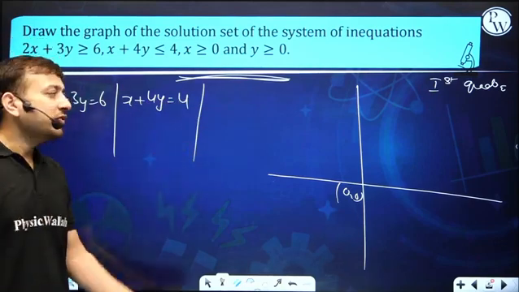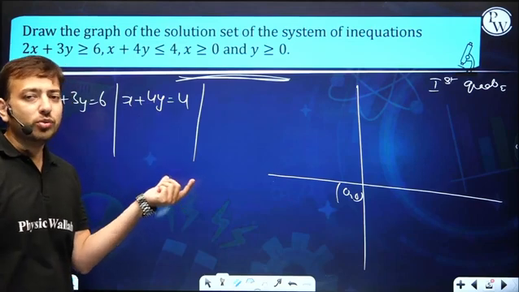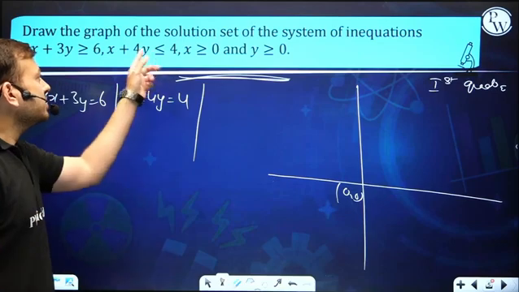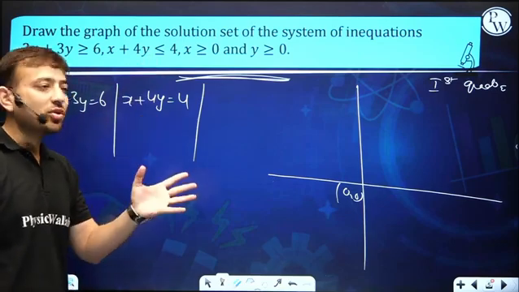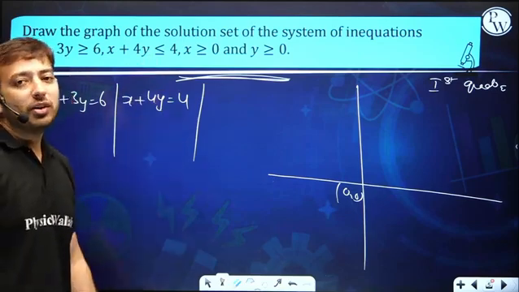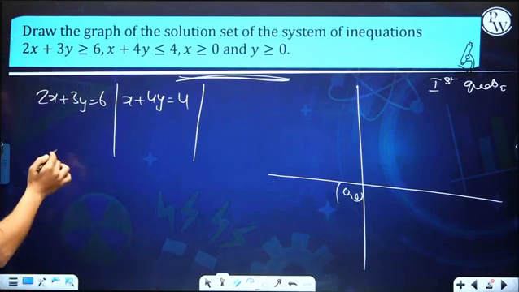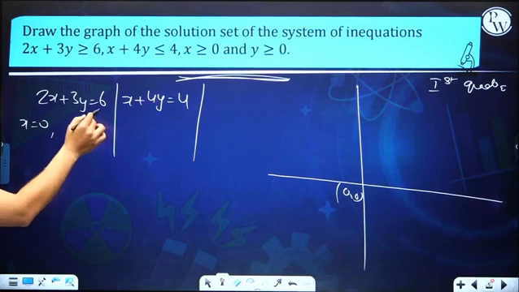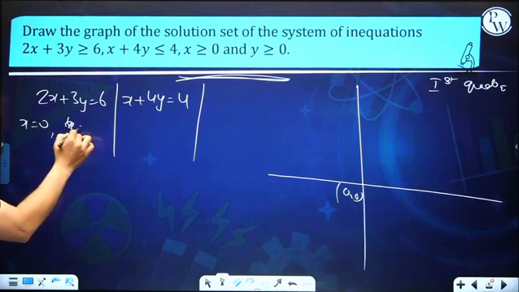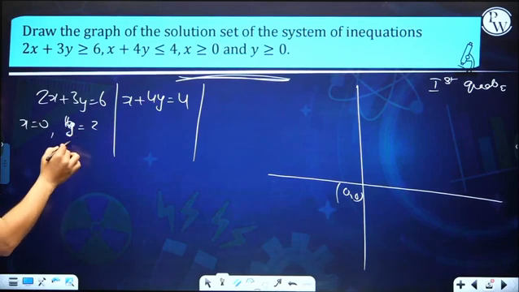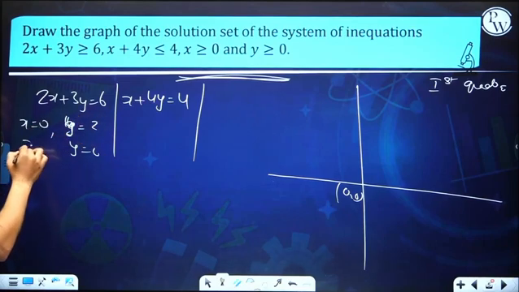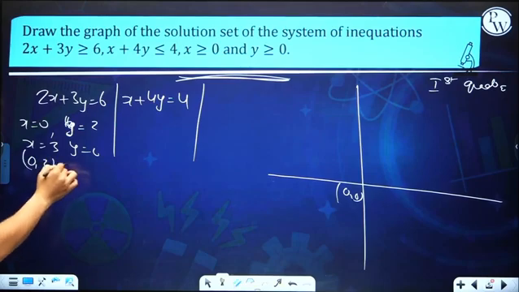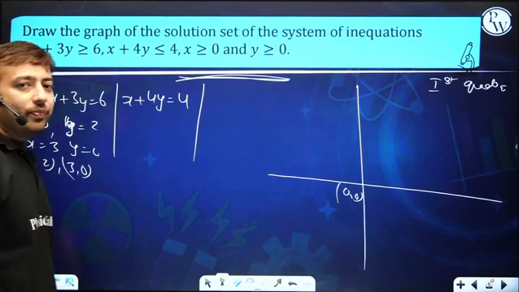I have explained to you, first of all, make it an equals to, get the equation of the straight line so that you can plot it. Now, since less than or equal to and greater than or equal to is also there, the thick line will also be part of your solution. Now, how to draw this line? Put x equals to 0. So, y will be 6 by 3, 2. Put y equals to 0, x will be 6 by 2, 3. So, I got 2 points, 0, 2 and 3, 0.